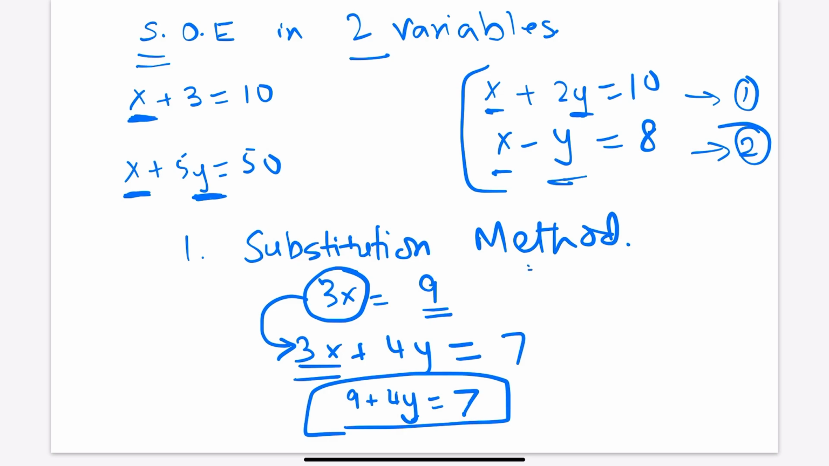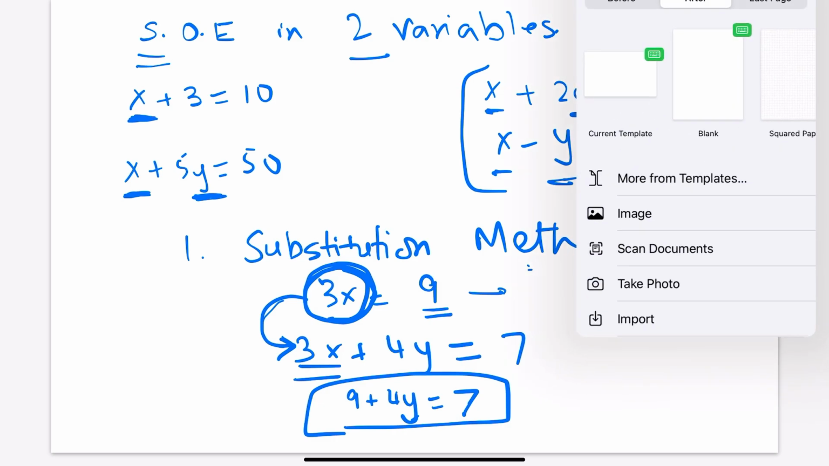So that's substitution method. So substitution method says that you take the value of an expression from one equation and merely substitute that expression in the other equation, in the second equation. Okay, and then you will be left with one equation, one unknown variable, and you can solve for that. All right, by moving things around.